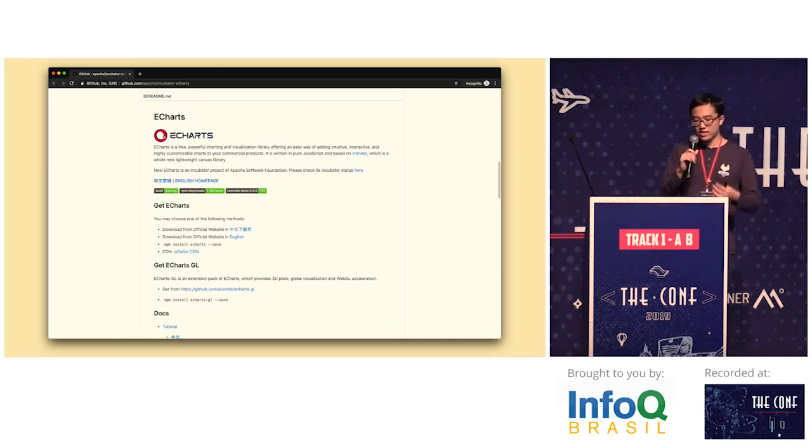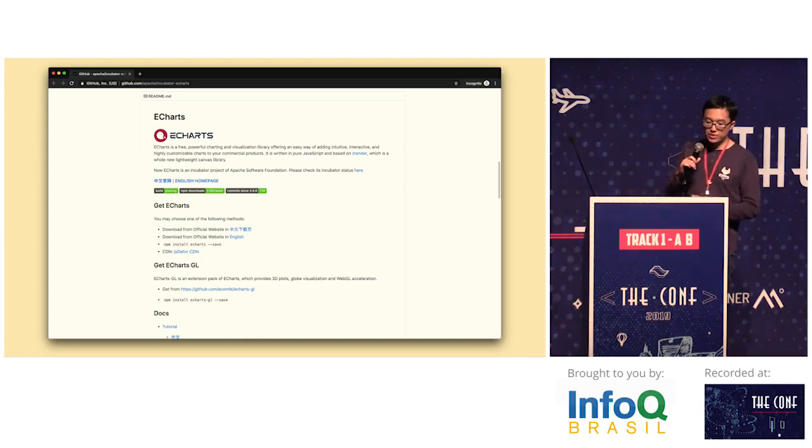ECharts is actually in the process of being incubated into the Apache Software Foundation. So they're going through that incubation process, which is also another interesting data point about this library. ECharts offered a lot of the features that we wanted, and it was very performant when we had large-scale data compared to the other libraries that we looked at.